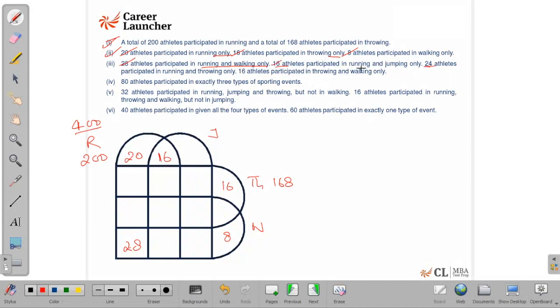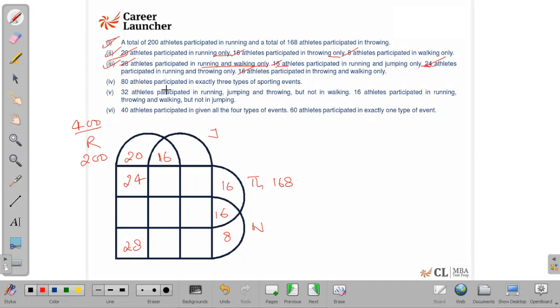24 athletes participated in running and throwing. So this is running and this is throwing, so this should be 24, common to both running and throwing only. Okay. 16 participated in throwing and walking. Throwing and walking, 16. This is the one.